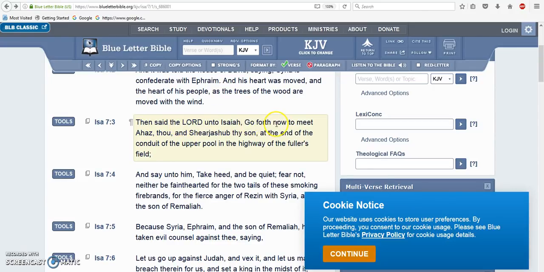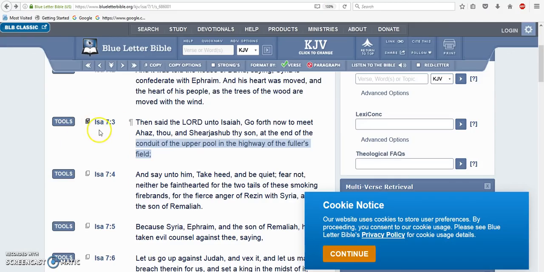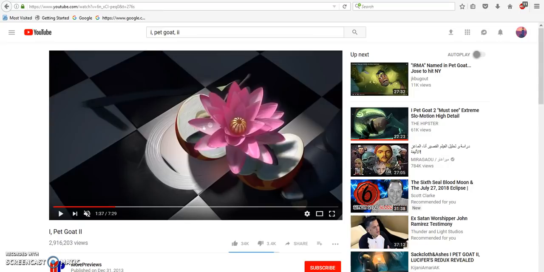And so the Lord is saying to Isaiah, "Go forth now to meet Ahaz, thou and Shear-Jashub, which means the remnant shall return, thy son, at the end of the conduit of the upper pool in the highway of the fuller's field." Okay, so that would be at the end of Hezekiah's tunnel at the pool of Shalom. This was coming up in Isaiah 7:3, which could be interpreted as 3:7, just like Strong's number 2777, which means the toe cap of a shoe. So you basically have the same imagery being represented here as you do in Isaiah 7.